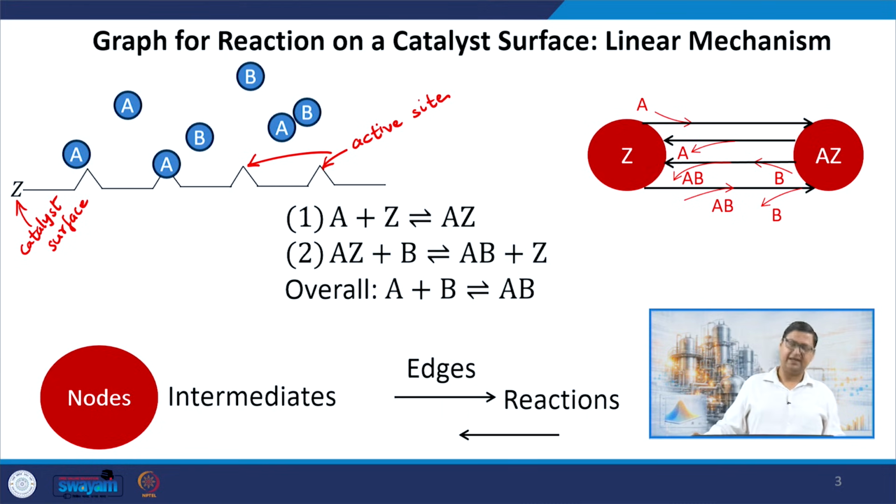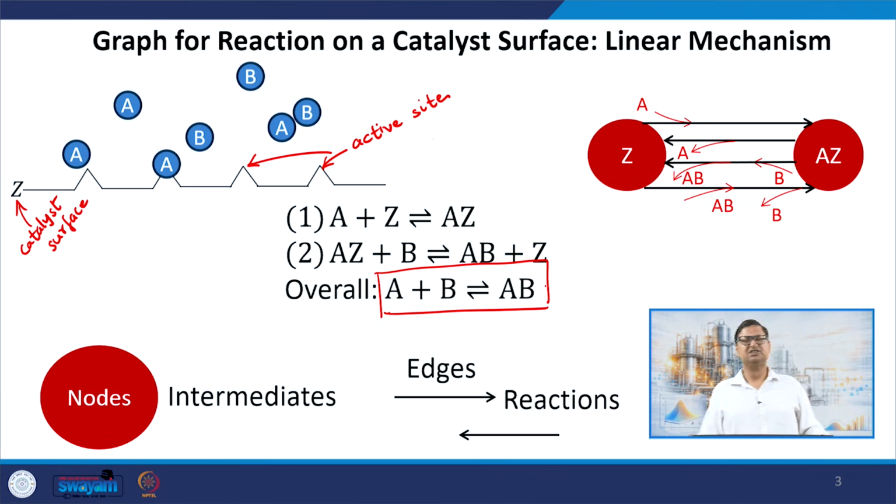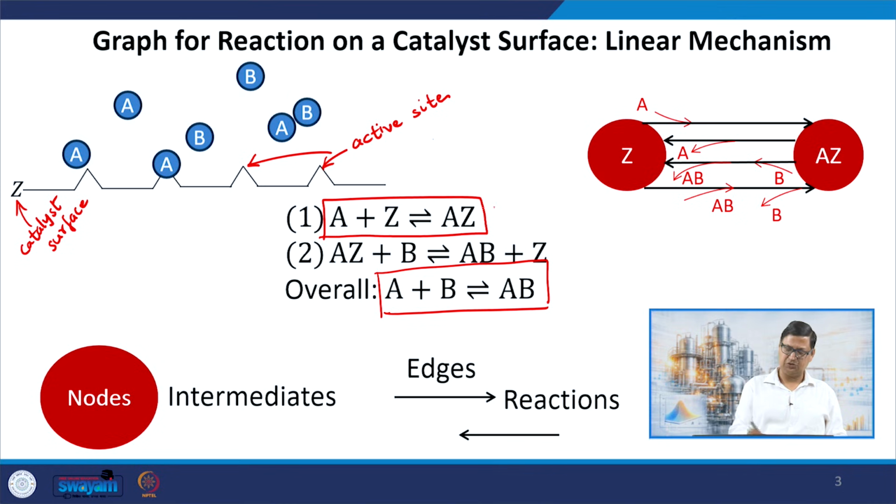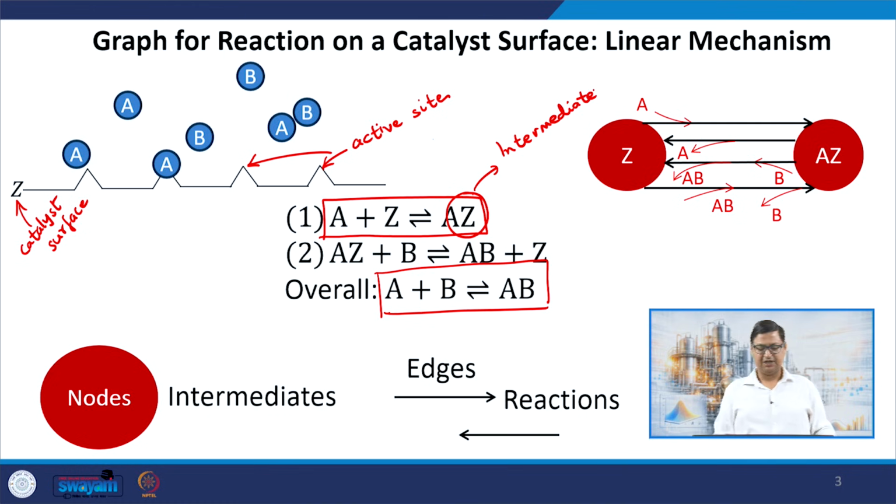So, let us say here A and B are the reactants, and the chemical reaction is A plus B giving rise to AB, and it can be a reversible reaction in general. The first step is A gets adsorbed on Z, which I can represent as A plus Z giving rise to AZ, which I can call an intermediate species. Now this AZ is going to react with the other reactant B, which is already in the gas phase.